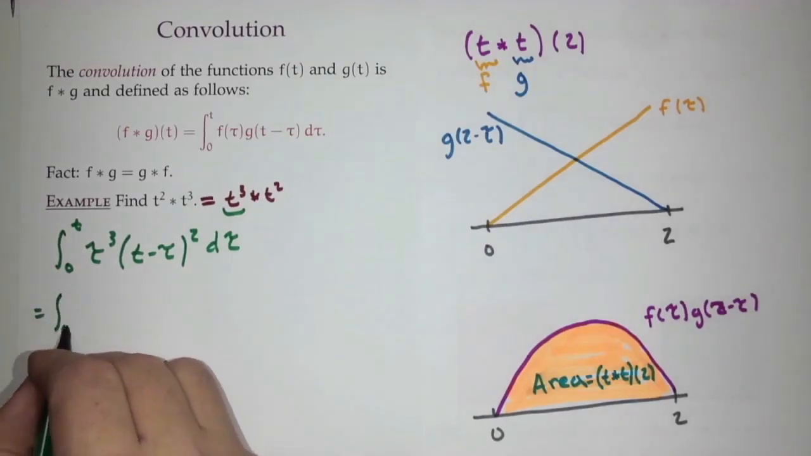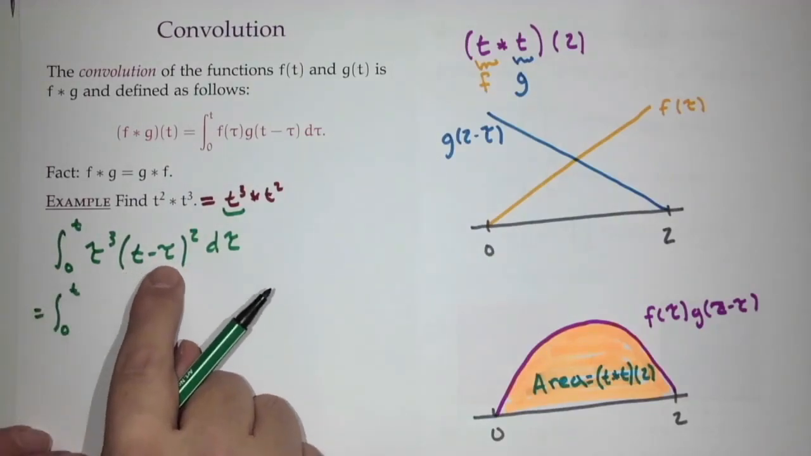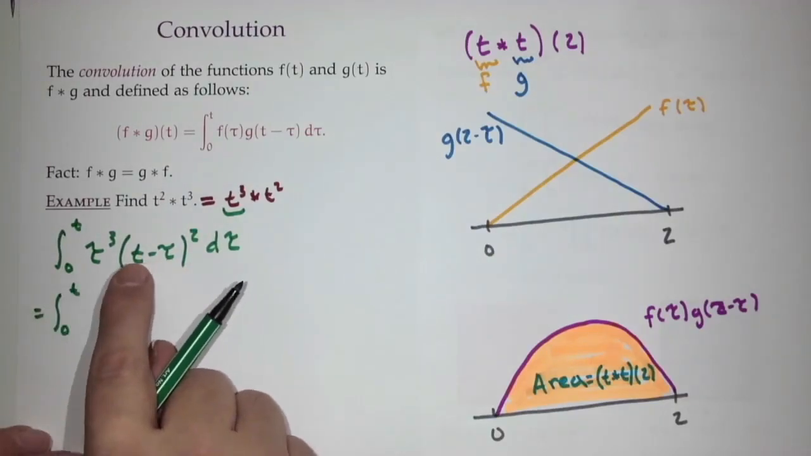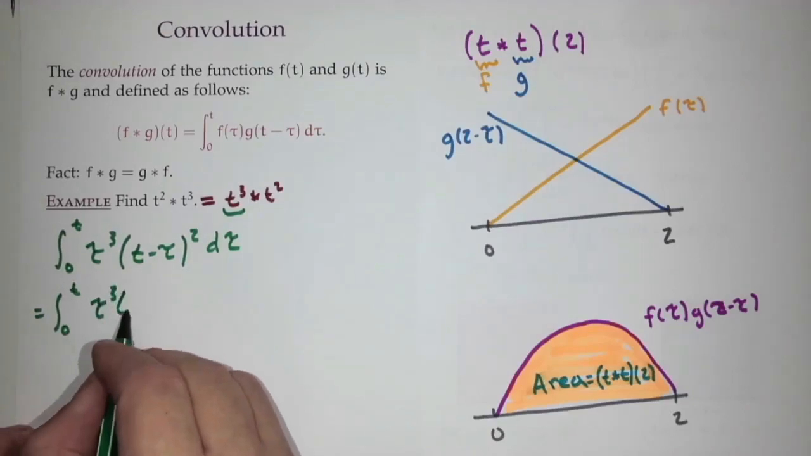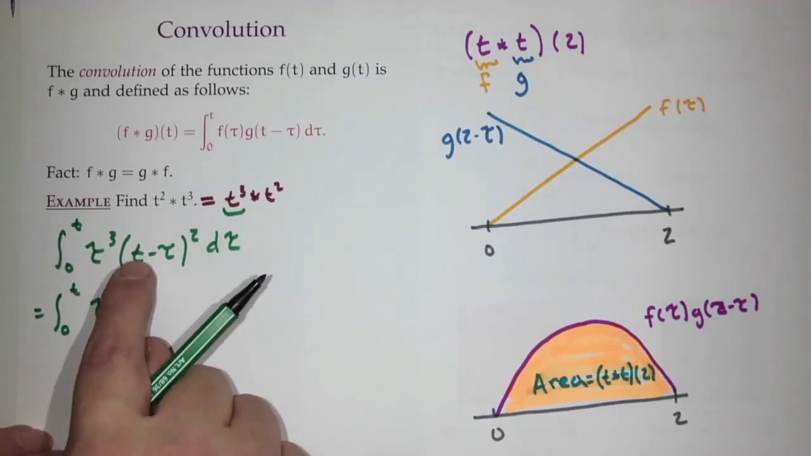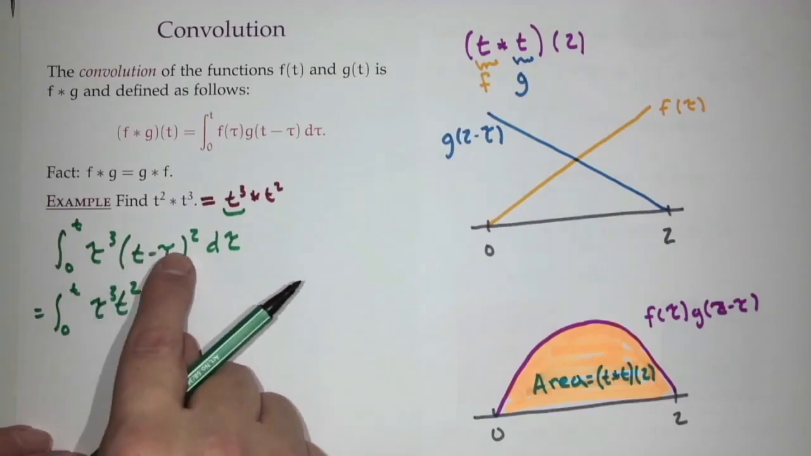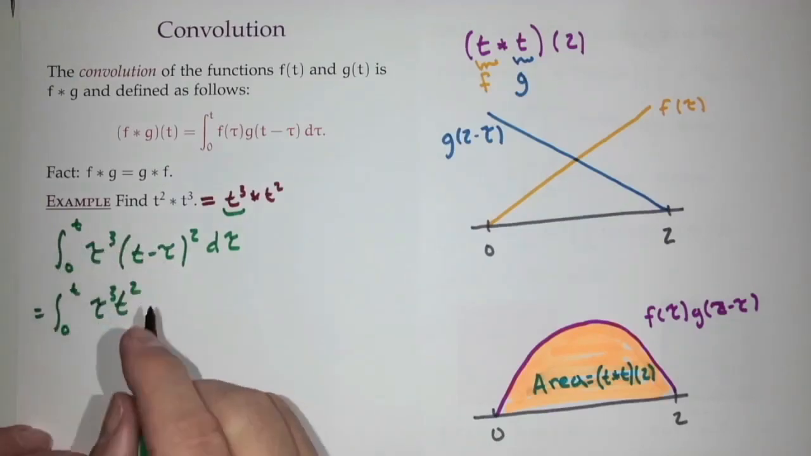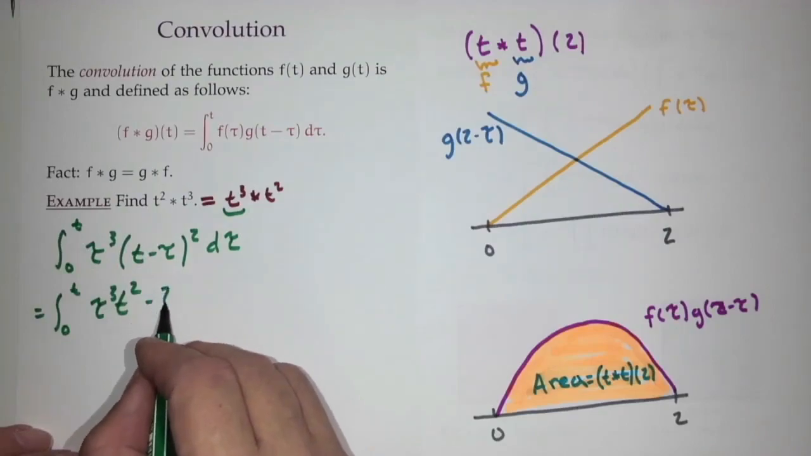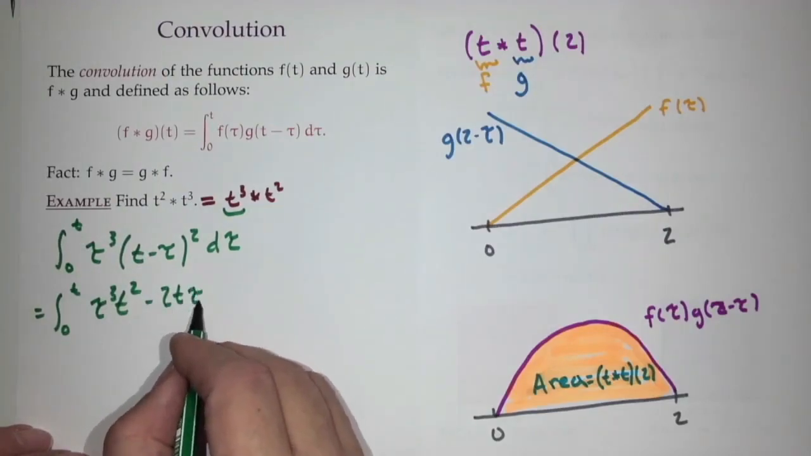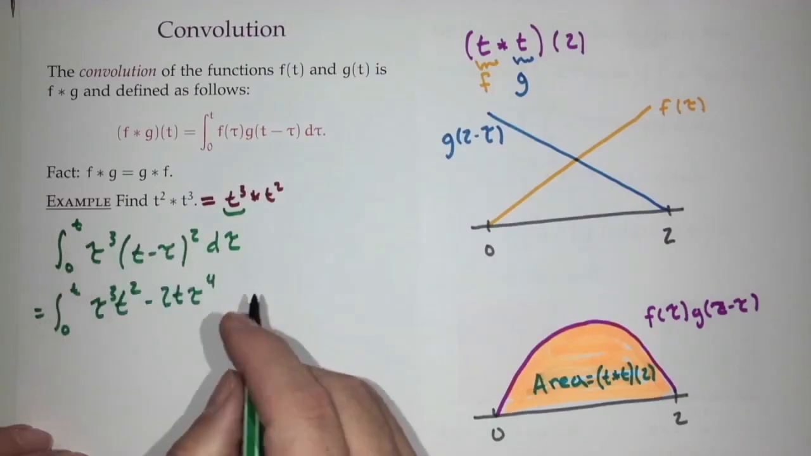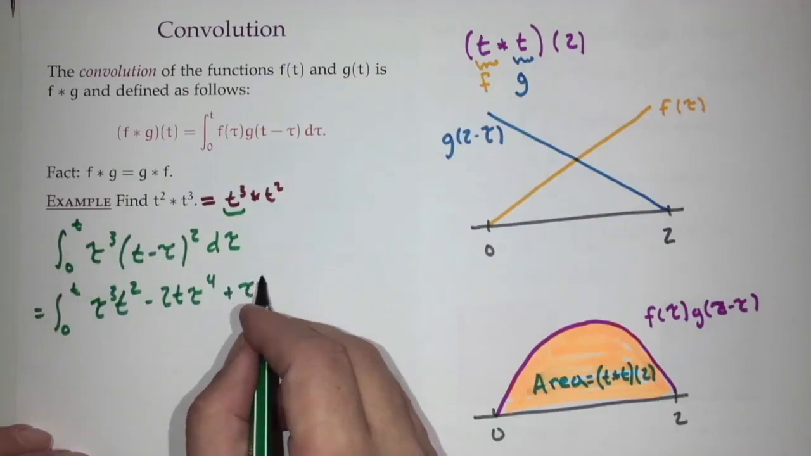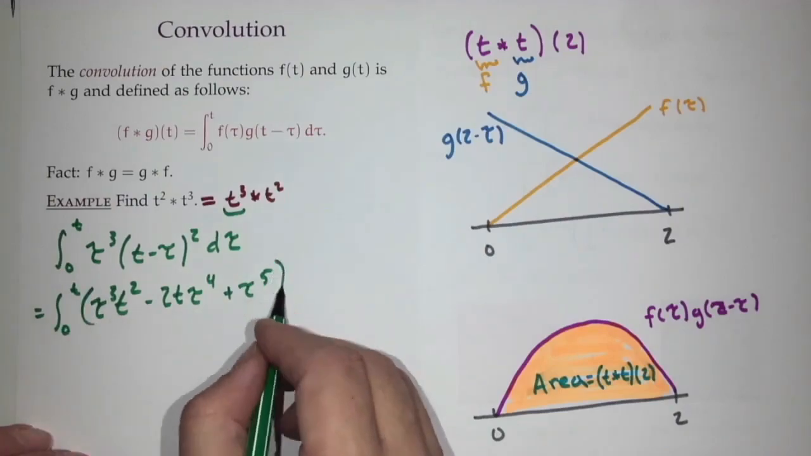FOIL the inside. Okay, FOIL, expand. So t minus tau squared, well, t squared, so that we get a tau cubed t squared. Then there's a minus 2 times t times tau. Don't forget that there's still a tau there. So it'll be minus 2t tau to the fourth. Then there'll be a tau squared and a tau cubed, tau to the fifth, d tau.